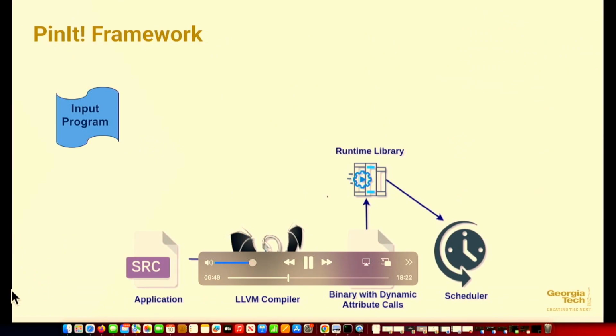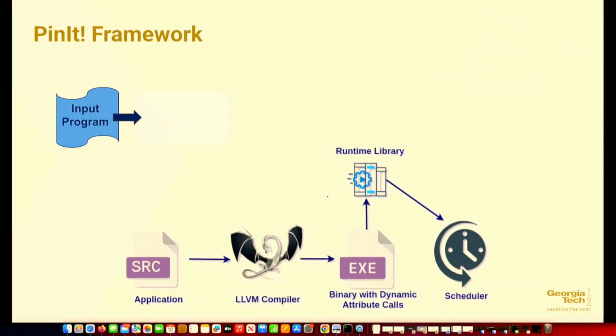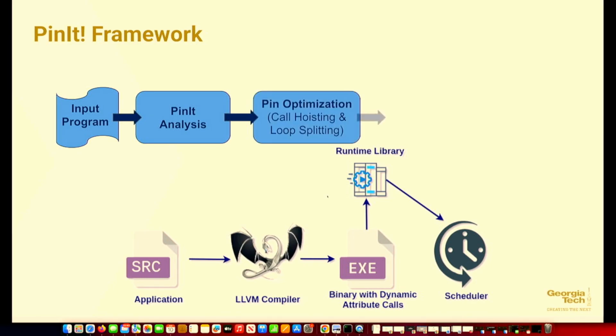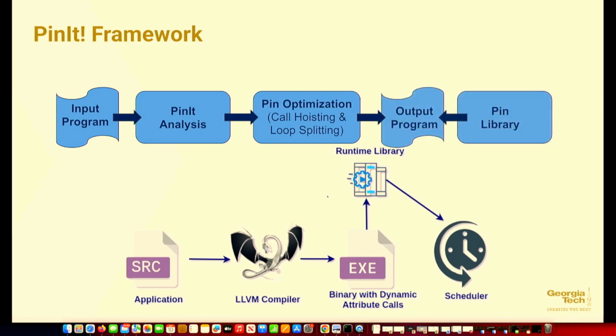The PinIt framework involves analyzing the input program to determine the regions within the program that must be pinned, and then performing optimizations to reduce the number of pin-unpin calls to the runtime library and then the underlying OS. The generated binary basically uses the runtime library to then influence the OS to effectively utilize the cores.